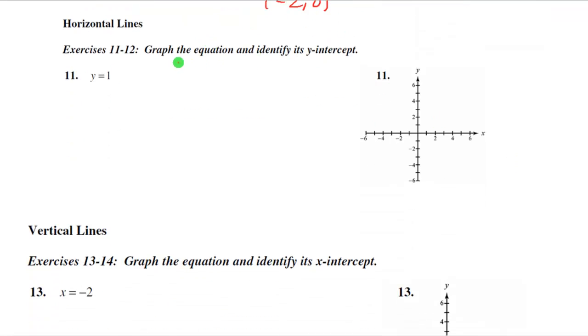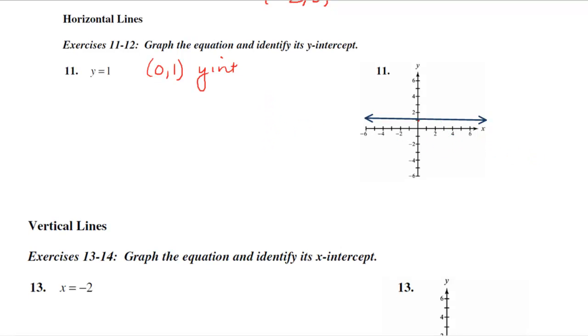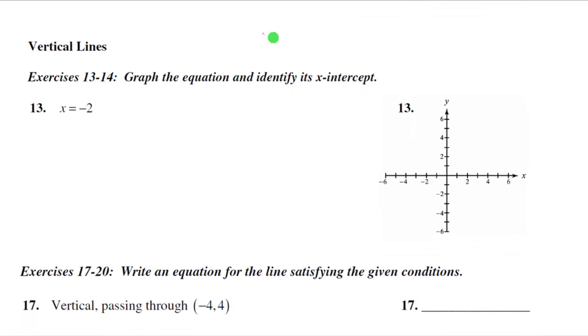Now let's look at horizontal lines. It says graph the equation and identify its y-intercept. So the y-intercept is (0, 1) from our notes above, remember? And so we graph that point and then just draw a horizontal line, and that's your graph of y equals 1. Okay, x equals negative 2 is a vertical line. Its x-intercept is (negative 2, 0). Put that point on the x-axis, and then draw a vertical line through that point, and that's going to give us the graph of x equals negative 2.